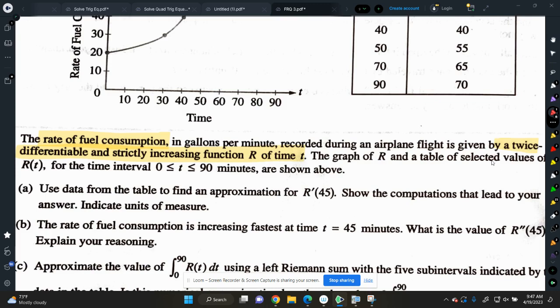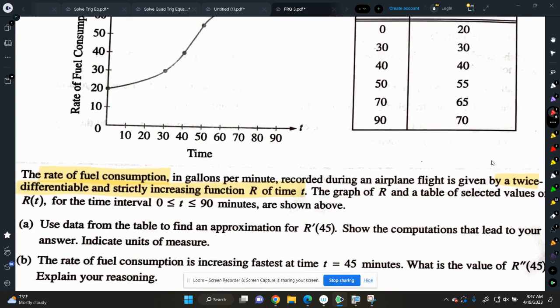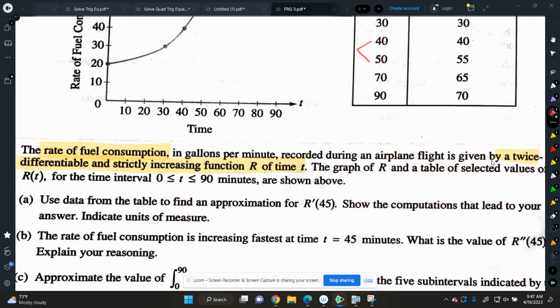So use the table to approximate. What do you think? We're going to use the table to find the slope. I'm going to work between 40 and 50. That would be a good approximation. So R prime of 45 is approximately R of 50 minus R of 40 over 50 minus 40. It's a slope formula. We're approximating on as small an interval as possible.